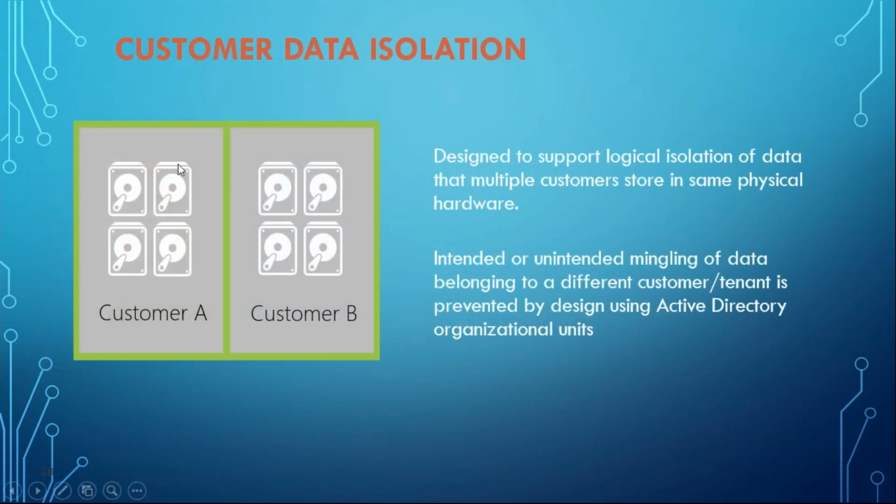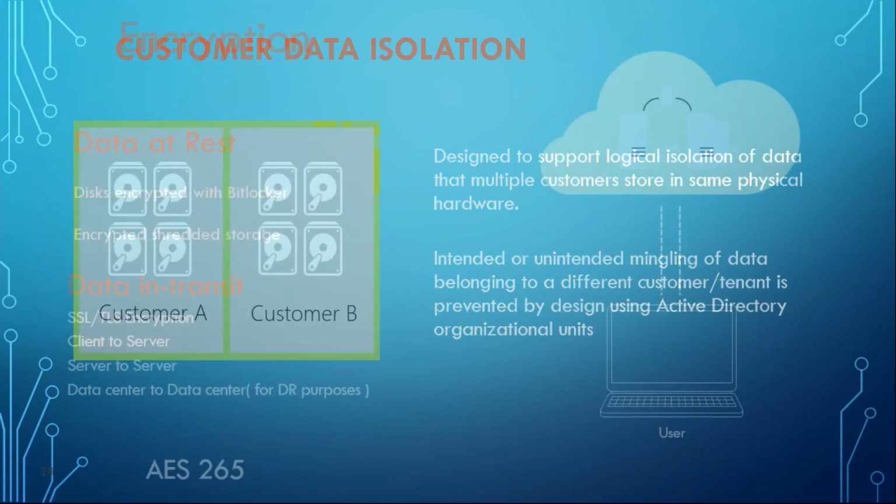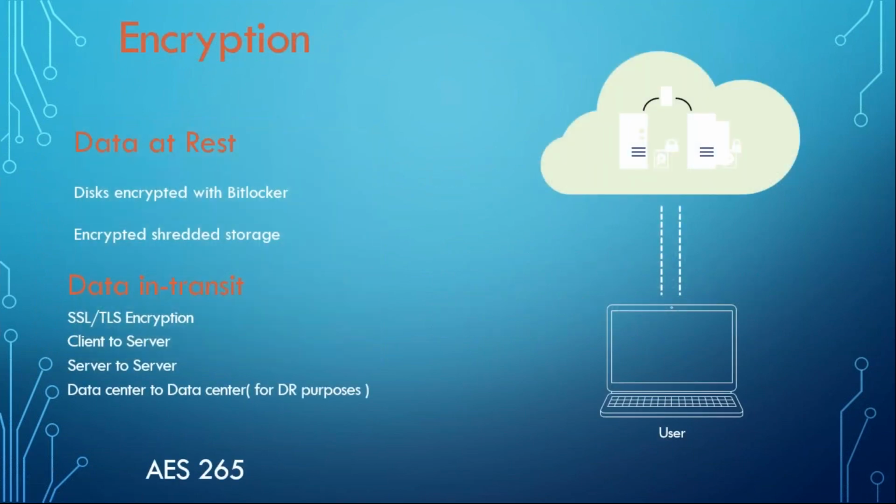So this is the level of isolation, right? The data is not really mingled. There are different hard drives which are kept within that. And data at rest as well as data in transit, which means it could be your data. When I say at rest, it could be SharePoint, or your Exchange, or anything of that matter.